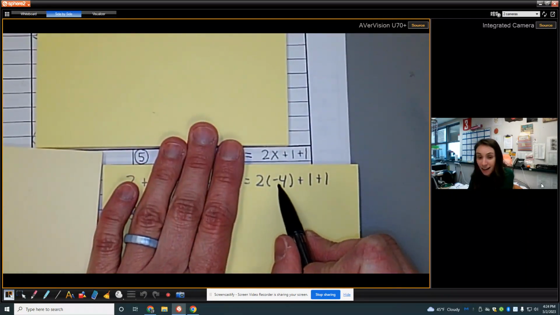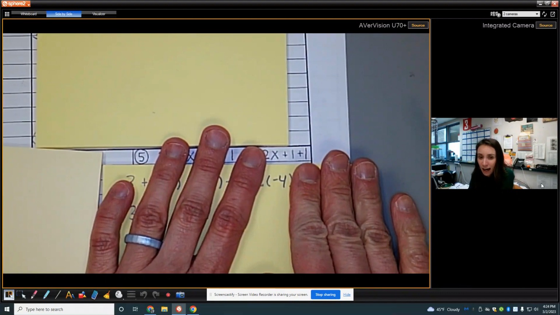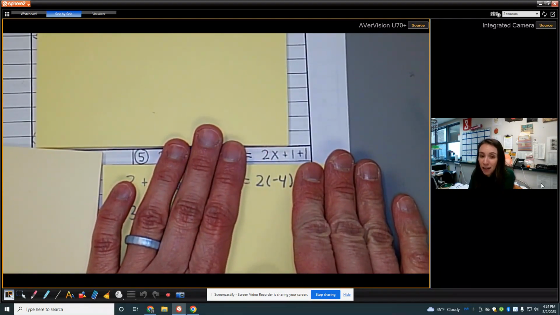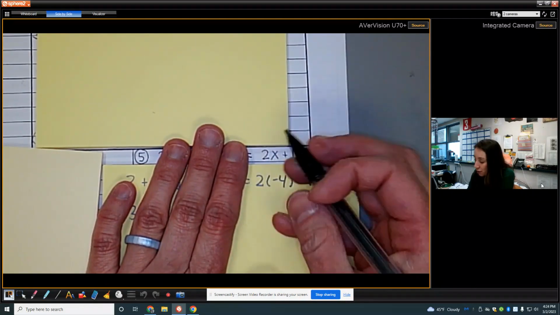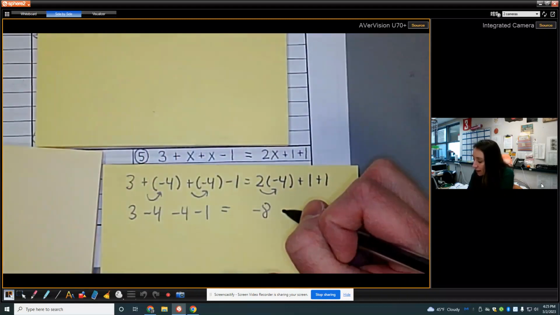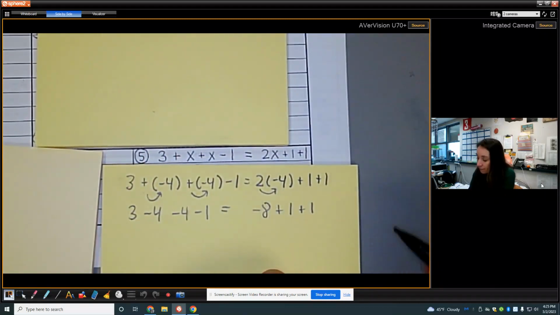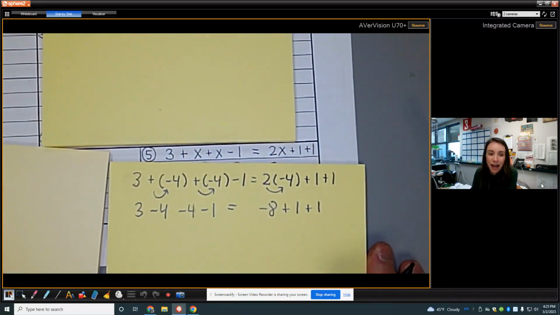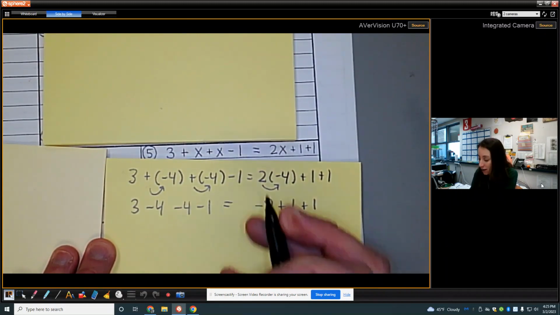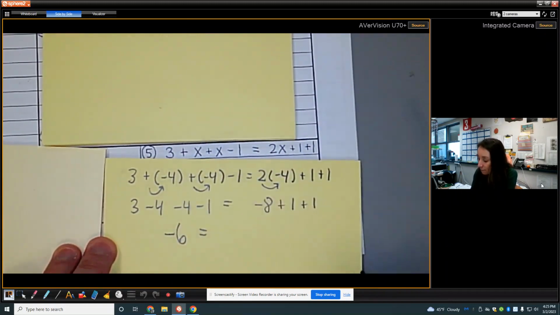On this right-hand side, again, I've got parentheses, and I can't do anything inside those parentheses because it's just a negative 4. But looking in front of it, you see I've got a 2. 2 times negative 4 is negative 8. And then I bring down the rest of the problem. Now I'm going to go ahead and add and subtract from left to right. 3 minus 4 is negative 1. Negative 1 minus 4 is negative 5. Negative 5 minus 1 is negative 6.